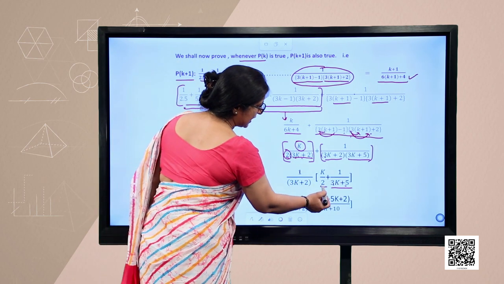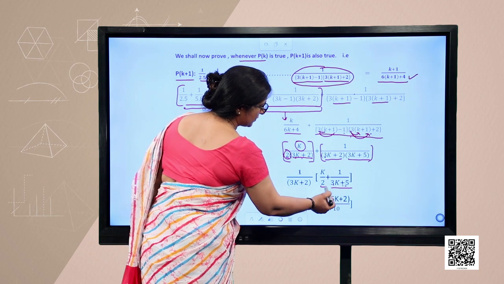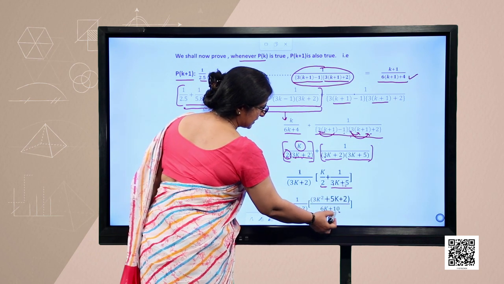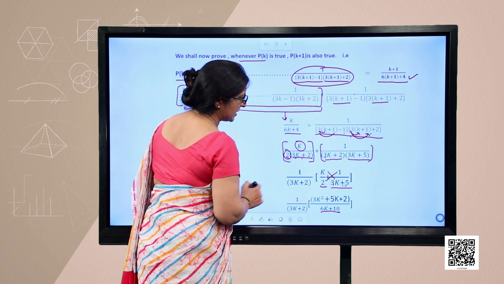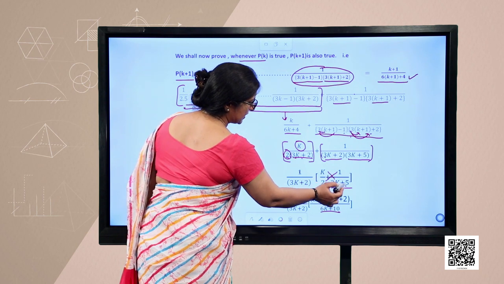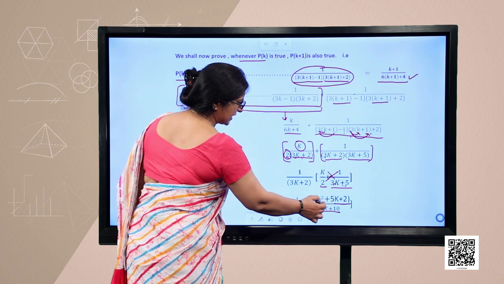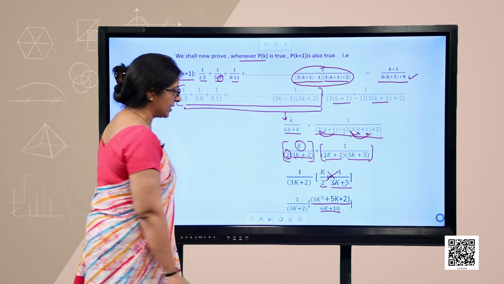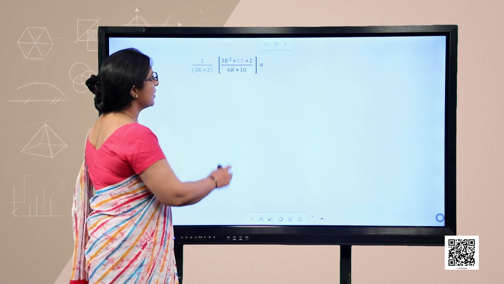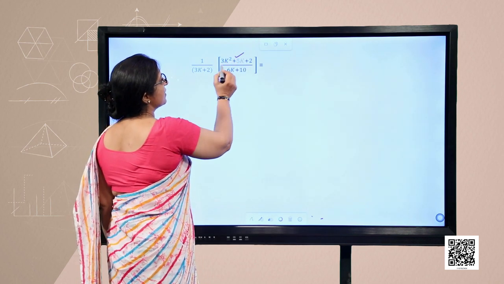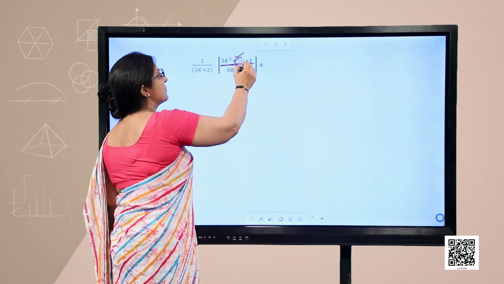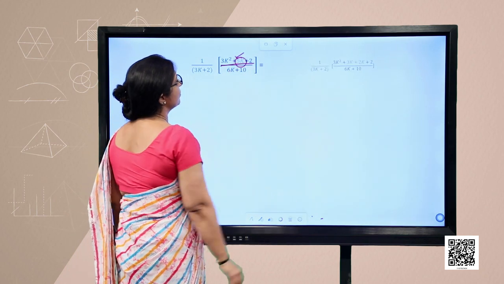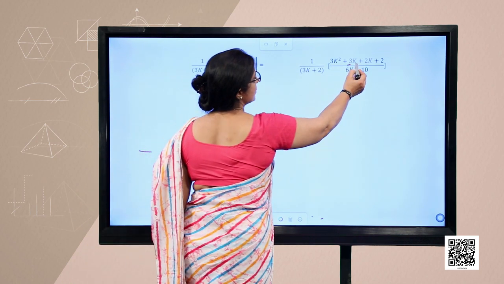Here, after taking the LCM of these two terms, 2 and 3k plus 5, the LCM is 6k plus 10, and cross multiplying it with these terms, k multiplied by 3k plus 5 and 2 multiplied by 1, we will get this expression, which is a quadratic equation. Now, as you can see in this numerator, we have this quadratic equation, where 5k is the middle term, which can be broken into 3k plus 2k.